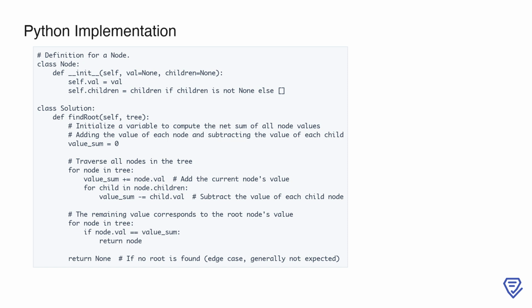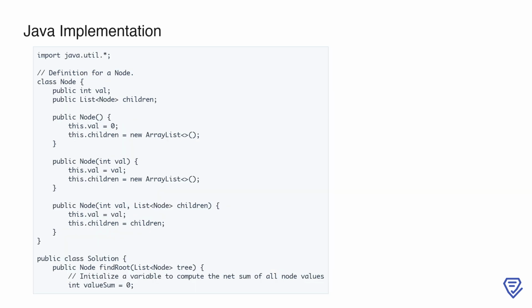Complexity analysis. Time complexity, O(n). The algorithm traverses all nodes twice, once to compute the net sum and once to identify the root node. Space complexity, O(1). The solution uses a constant amount of extra space, as value_sum is the only auxiliary variable. This approach is efficient and avoids the need for additional data structures, leveraging the mathematical property that the root node's value remains uncancelled in the net sum calculation. Here, we start the Java implementation for finding the root of an N-Ary tree.